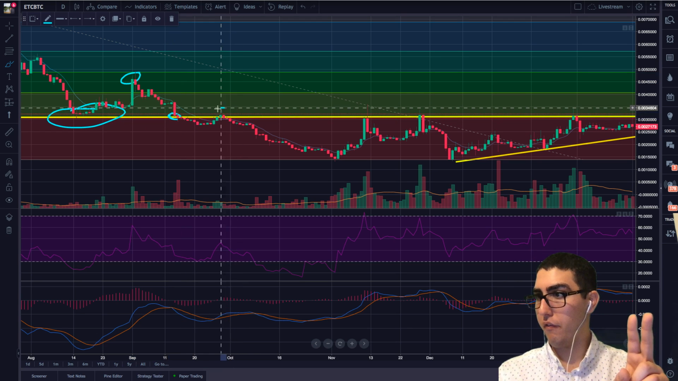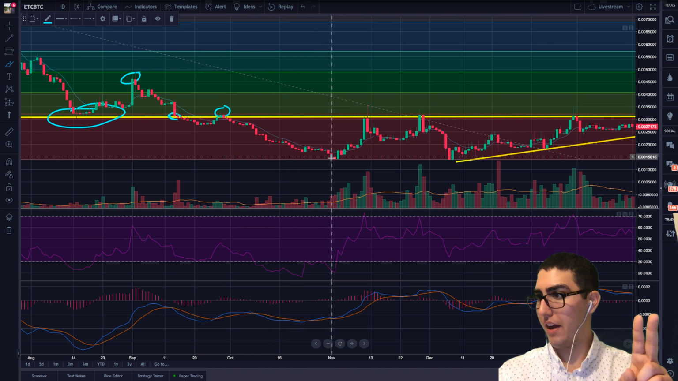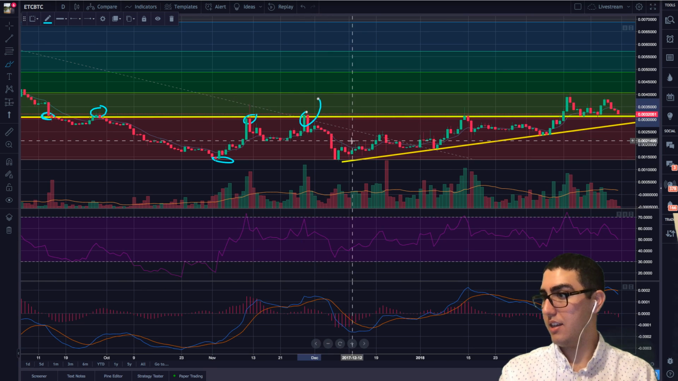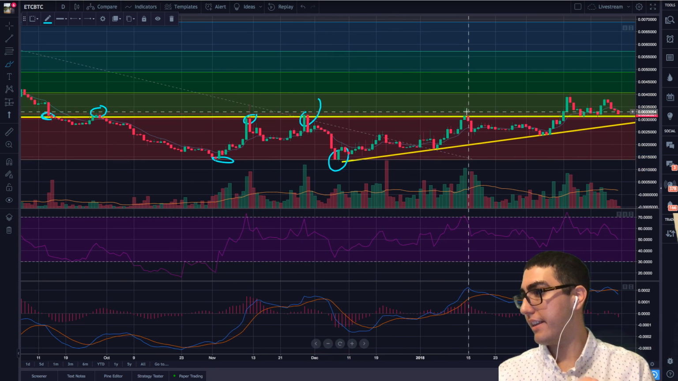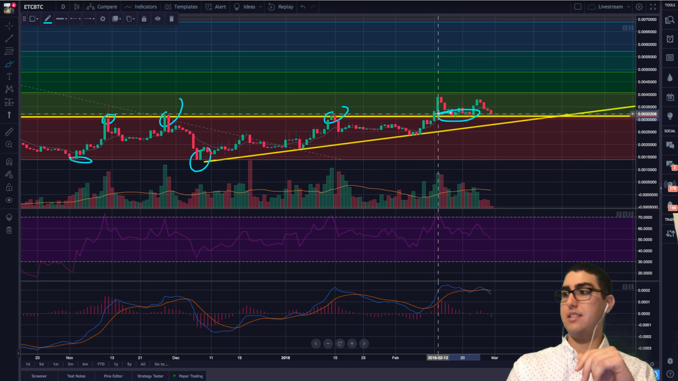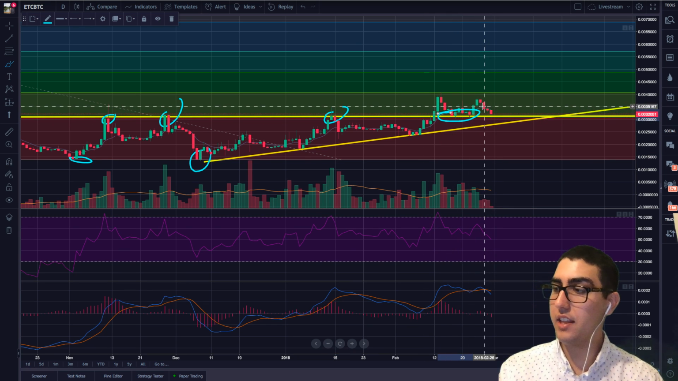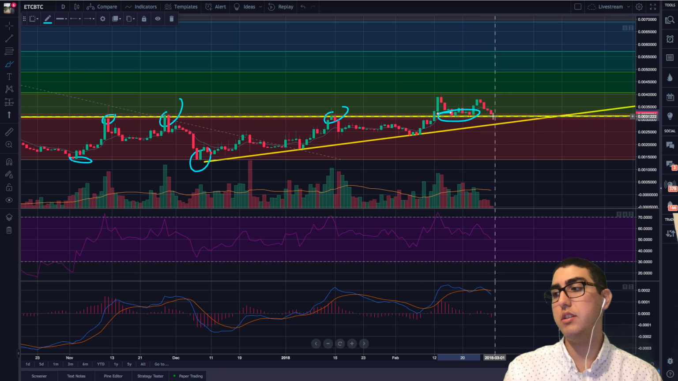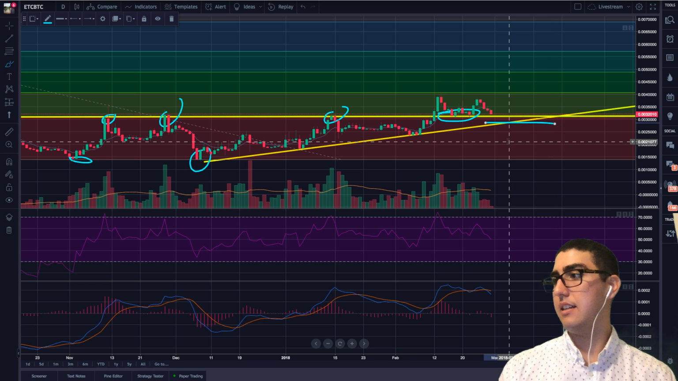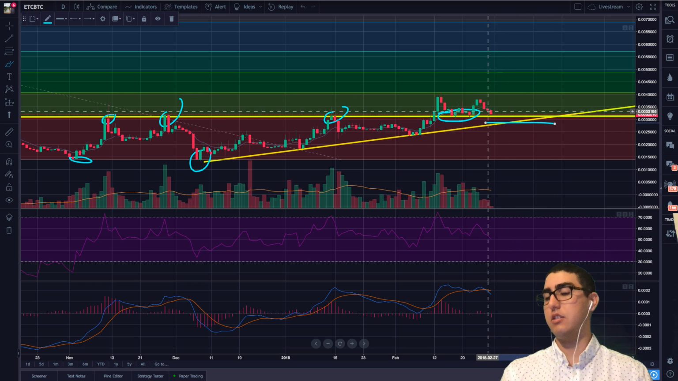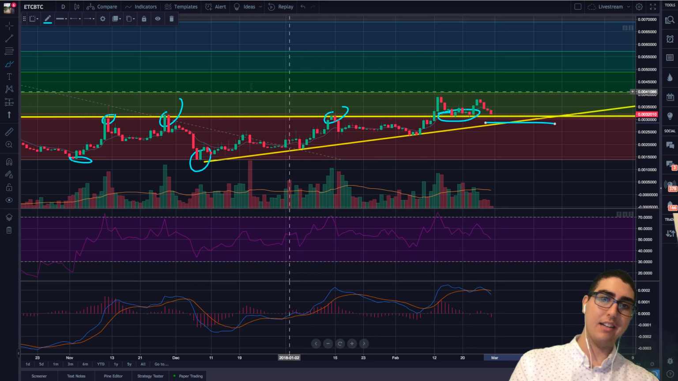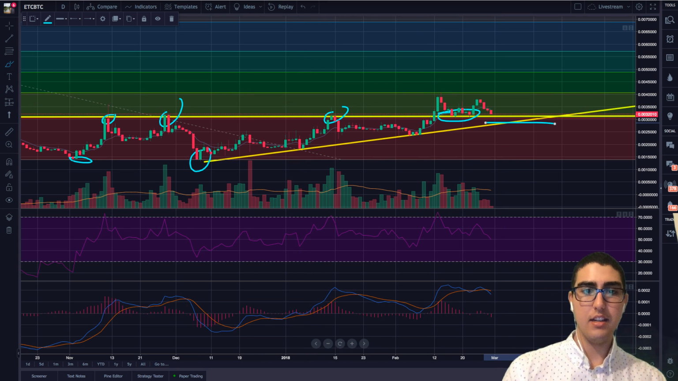3, 4, 5, 6, 7, 8, 9, 10. So guess what? Is this going to drop below this? If it does, have your stop loss set up right there. Simple as that. Because at the end of the day, it's most likely going to bounce right on that Fibonacci like it did 10 times before that.